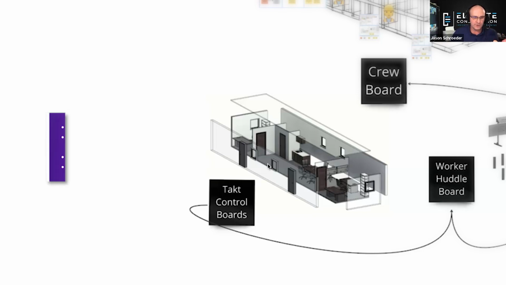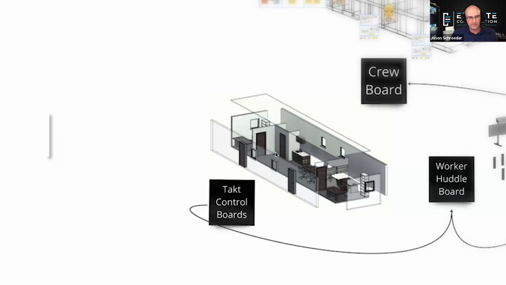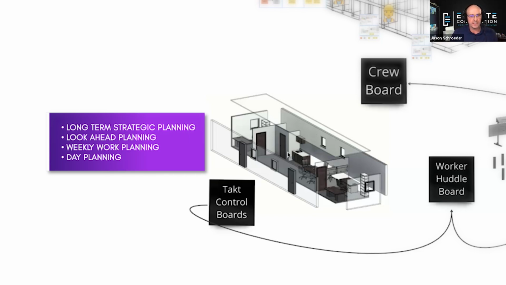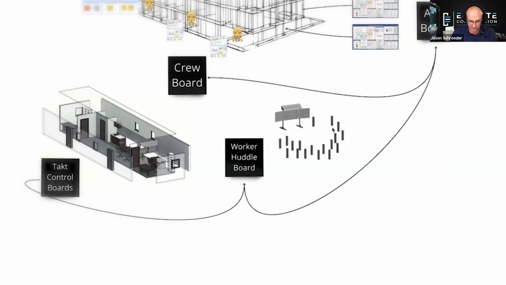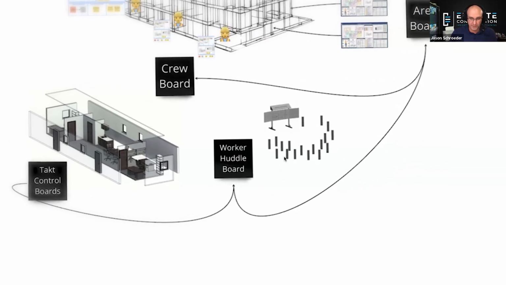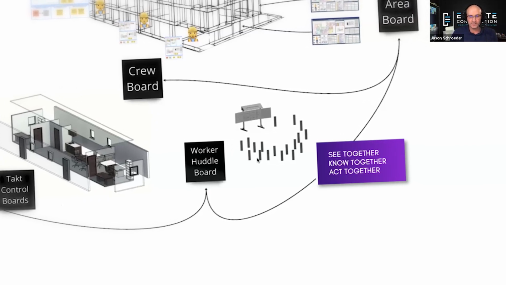It would enable you to do your team weekly tactical, your strategic planning and procurement meeting, your trade partner weekly tactical, and your afternoon foreman huddle, all right here in the trailer, and enable the long-term strategic planning, the look-ahead planning, the weekly work planning, and the day planning for the project. Once the day planning is done, your worker huddle board is where you would demonstrate to all of the workers on site the plan for the day and create that social group where everybody can see together, know together, and act together.